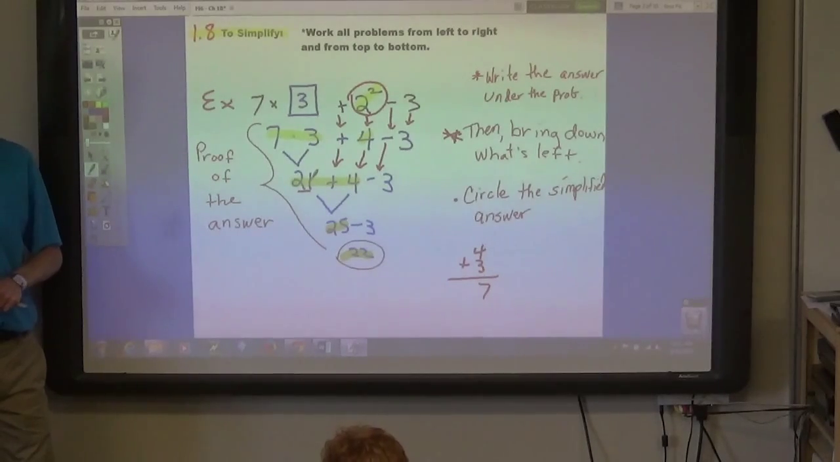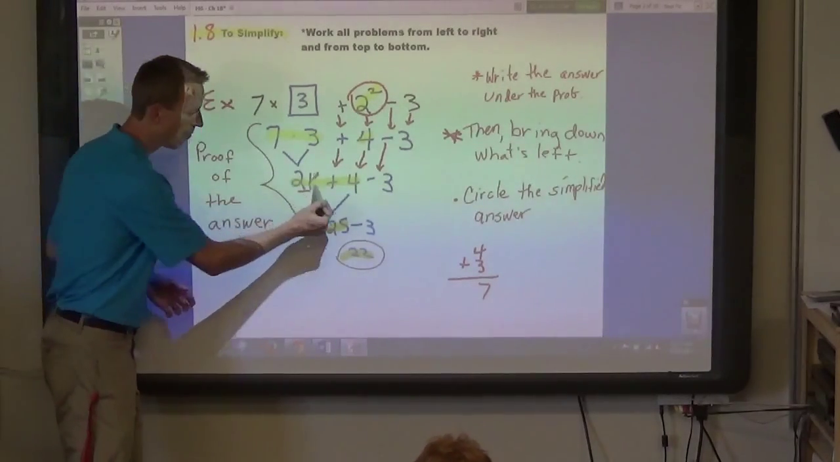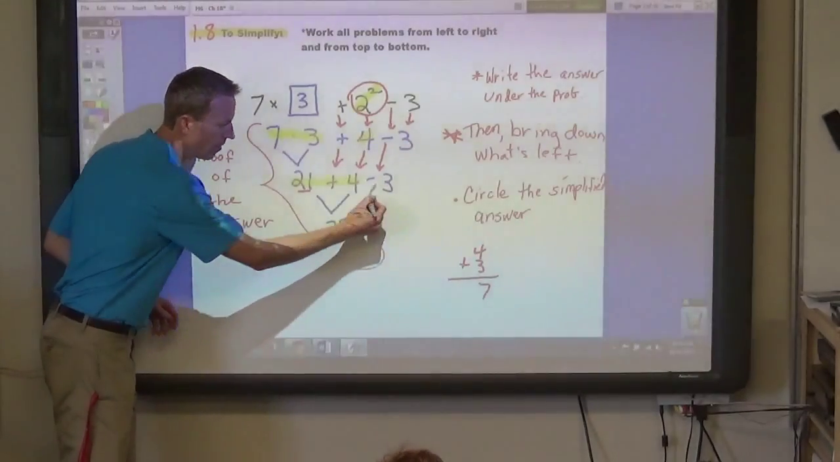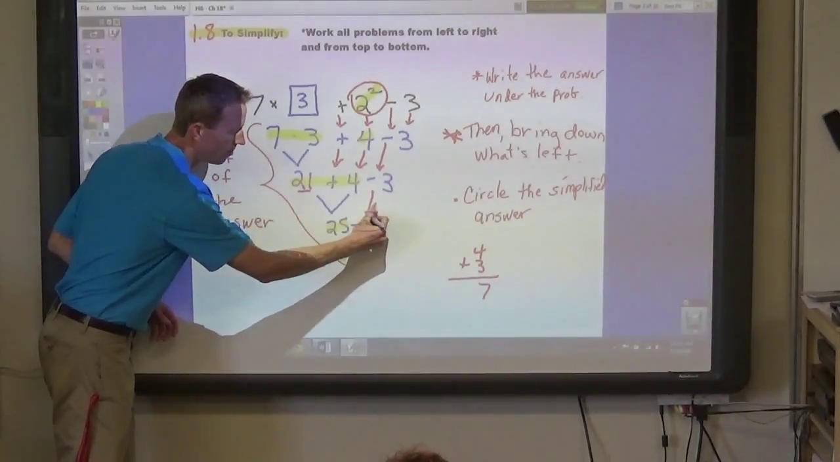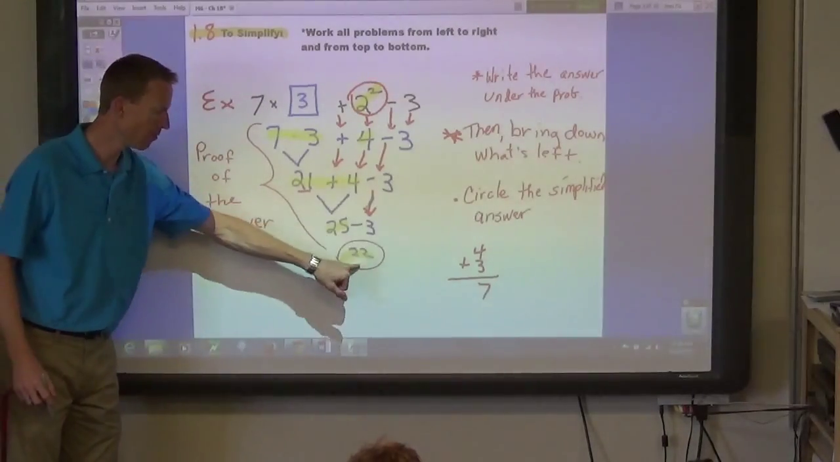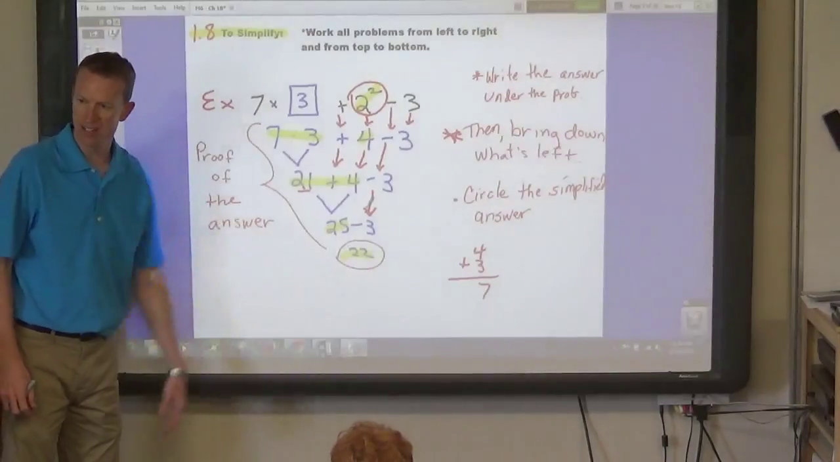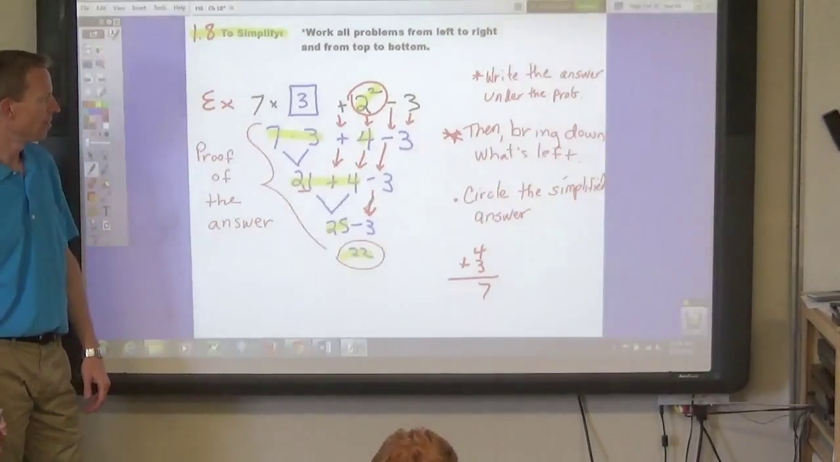Okay? So, again, we simplify it. 21 plus 4 is 25. Bring down the minus 3 and simplify it. 22. Circle the answer and you're done.